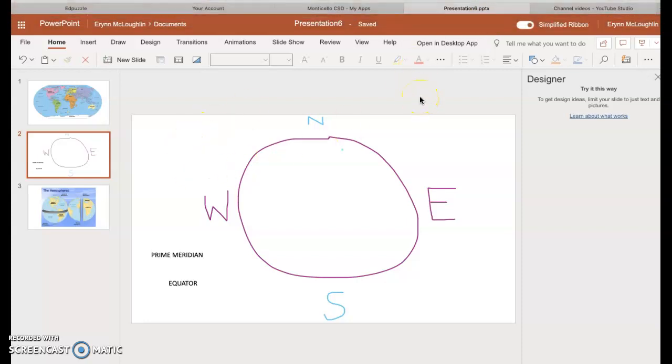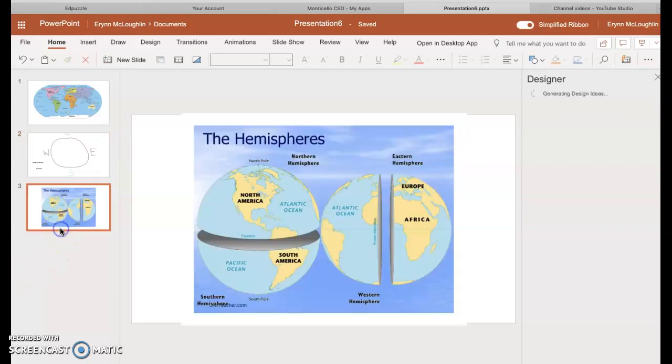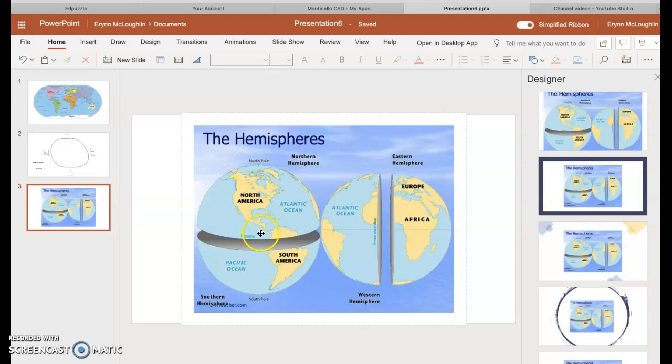We broke the globe up into the north, the south, the west, and the east. So I drew a circle to represent our globe, our world, and I used the cardinal directions of north, south, east, and west. If we take a look at this picture, these are the 4 hemispheres. We see this imaginary line is called the equator that breaks our globe up into the northern hemisphere and the southern hemisphere.